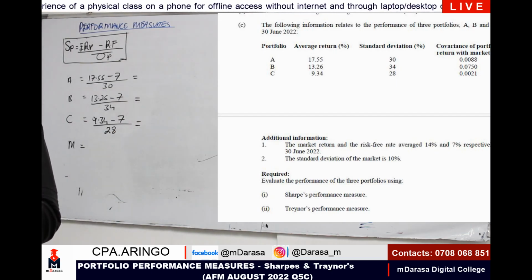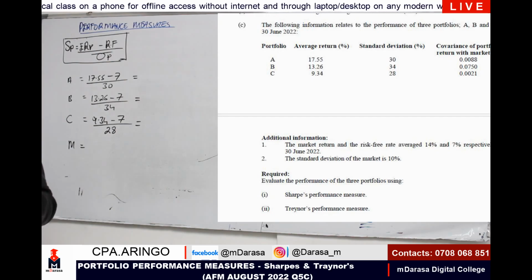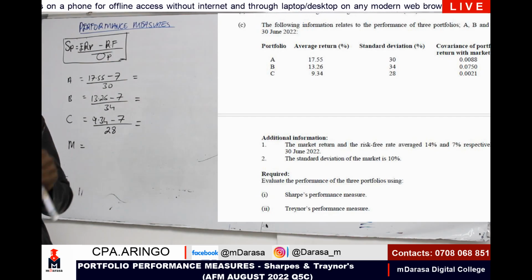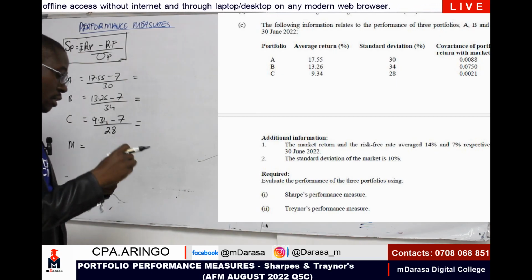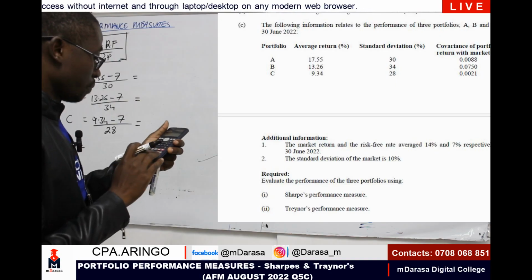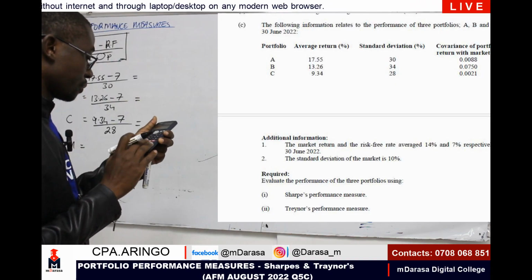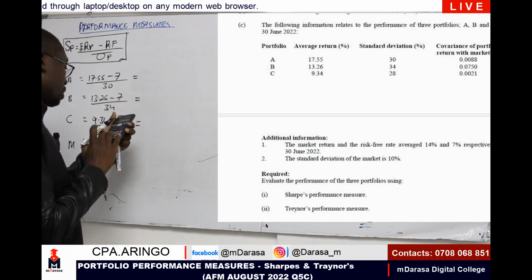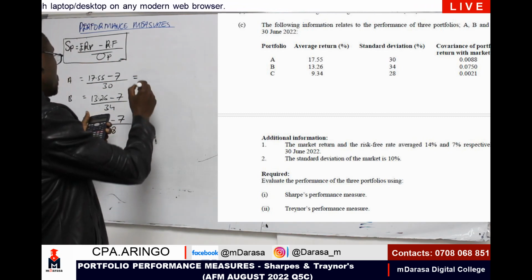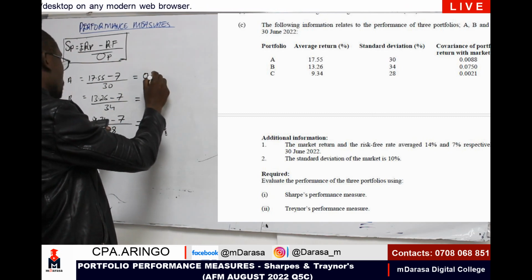Once we have that in mind, the other things will just be a matter of copying and pasting. And you'd be like, Mwalimu, is it that simple? Yes, my good student, it is that simple. So in 2 decimal places, we should be having 17.55 minus 7 here, divide by 30. This should give us 0.35.